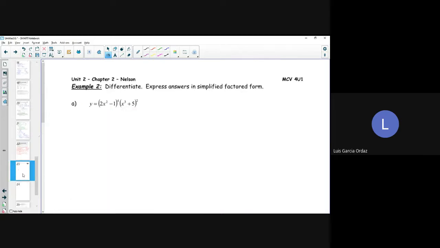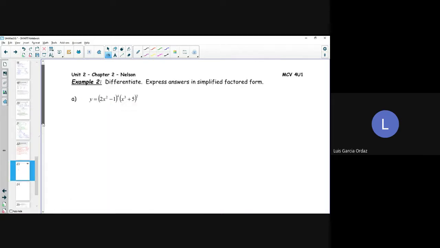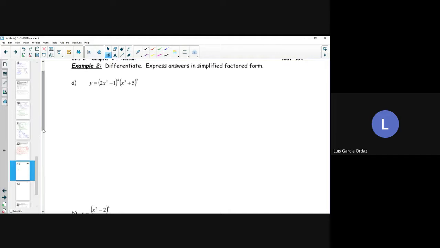So, example 2A: we want to differentiate and express in simplified form. We have y equals (2x squared minus 1) to the power of 4 times (x to the 3 plus 5) to the power of 2. Again, we can label this one as p of x, and this one as q of x. So what are some laws or rules that we are going to be using to find this derivative?